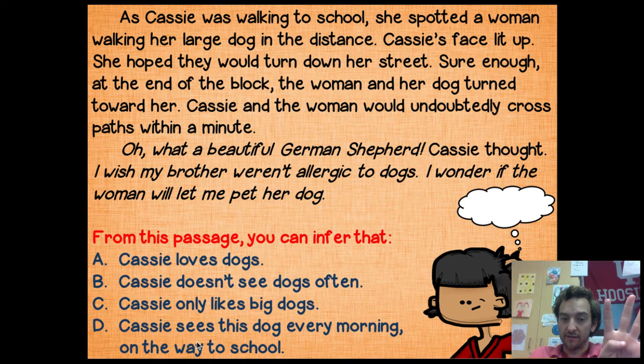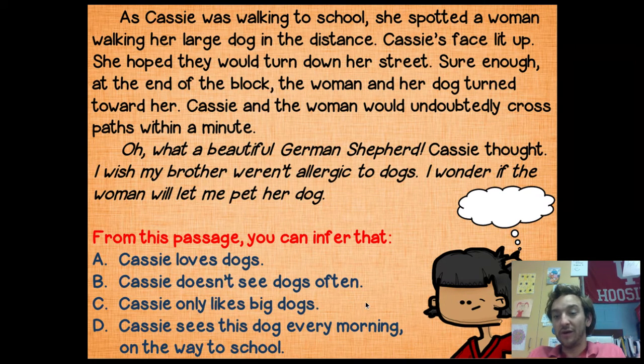So there's four things. Cassie loves dogs. She probably doesn't get to see dogs often because she's awfully excited. Only likes big dogs? Maybe not. Cassie sees this dog every morning on the way to school? Probably not that either. Probably not every morning because she wouldn't be this excited.